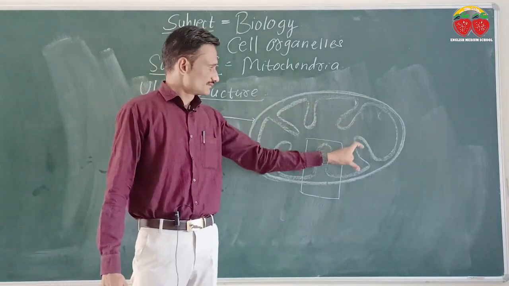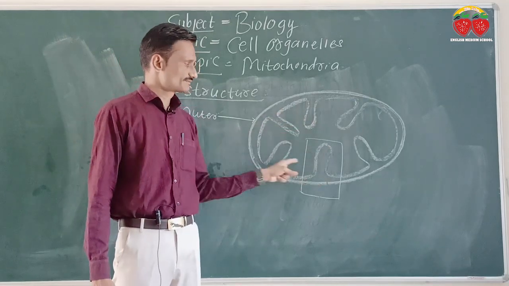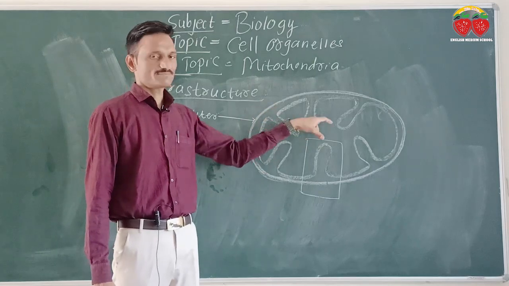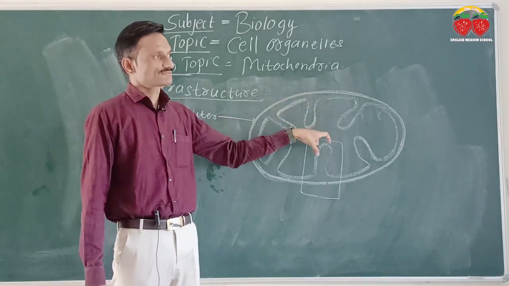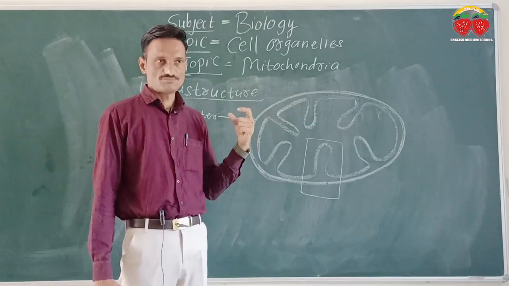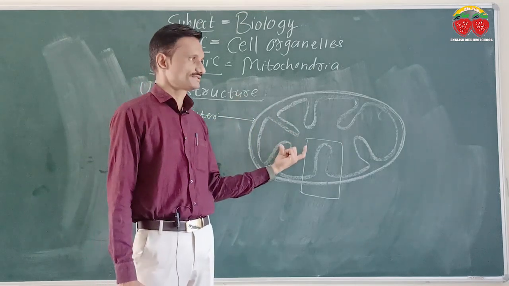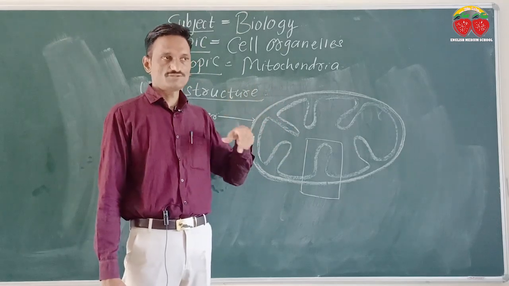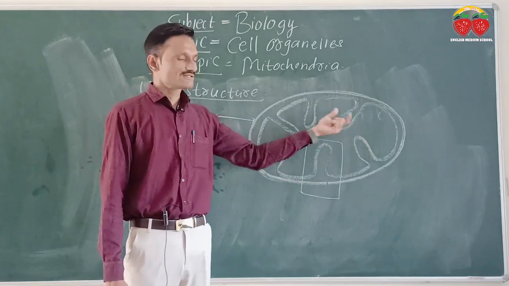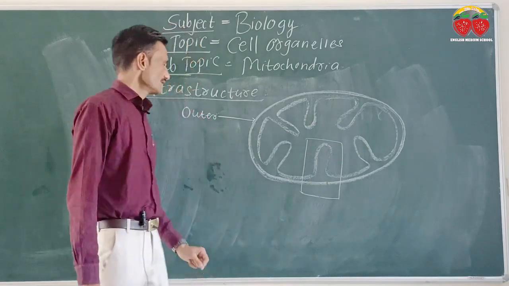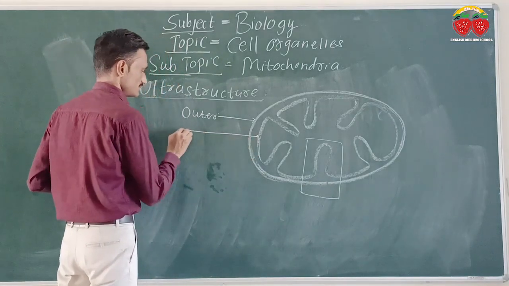The number of cristae indicates the intensity of respiration. If the number of cristae is more, this indicates that more respiration is done inside the mitochondria. The number of cristae is also variable, depending on the requirement of energy and on the type of cell in which the mitochondria is present. So the outer membrane and inner membrane have a number of differences.